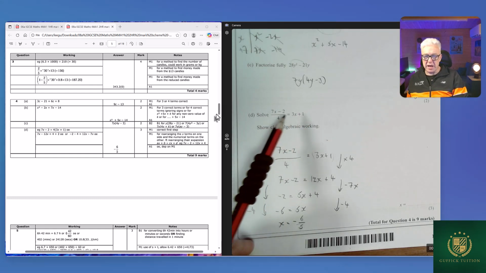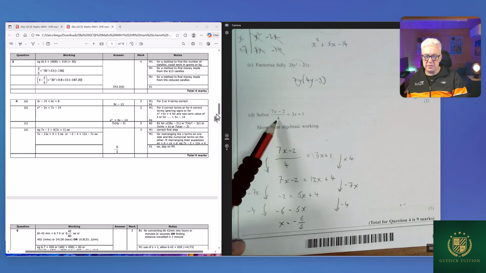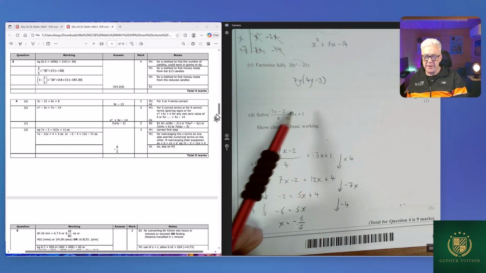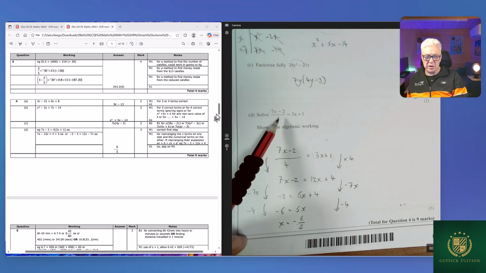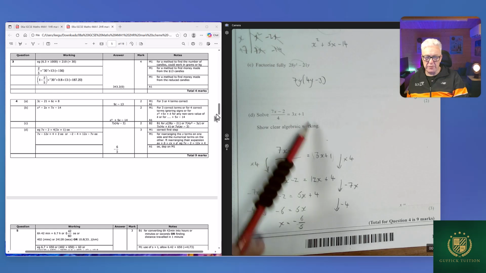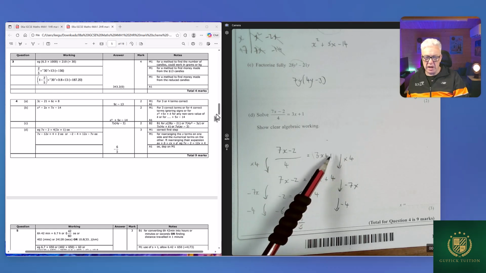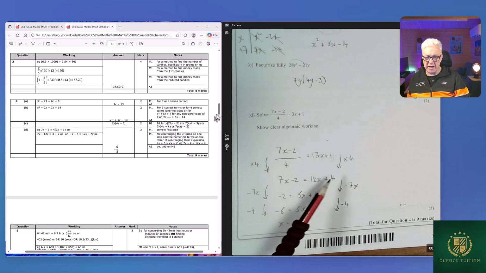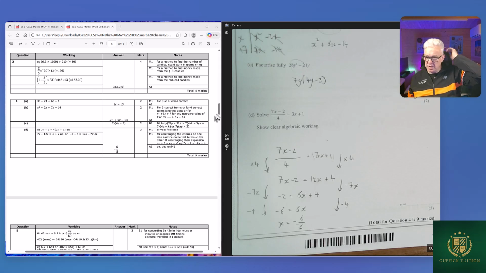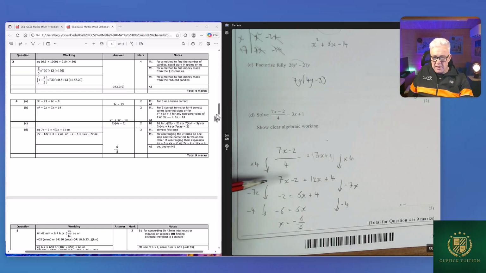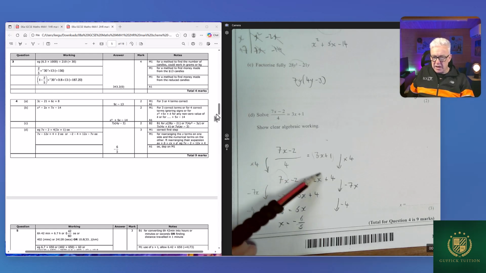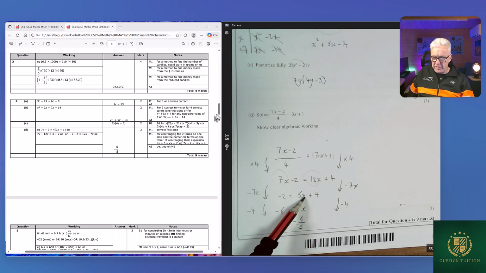So 3x times 4 is going to be 12x, and this is what students forget: you've got to do that times 4 by the 1 as well. So 3x times 4 and 1 times 4 gives me 12x add 4. So we've timesed everything by the 4 that was divided by. Now we've got to get everything over to one side. So let's subtract this 7x off both sides, giving us 5x.